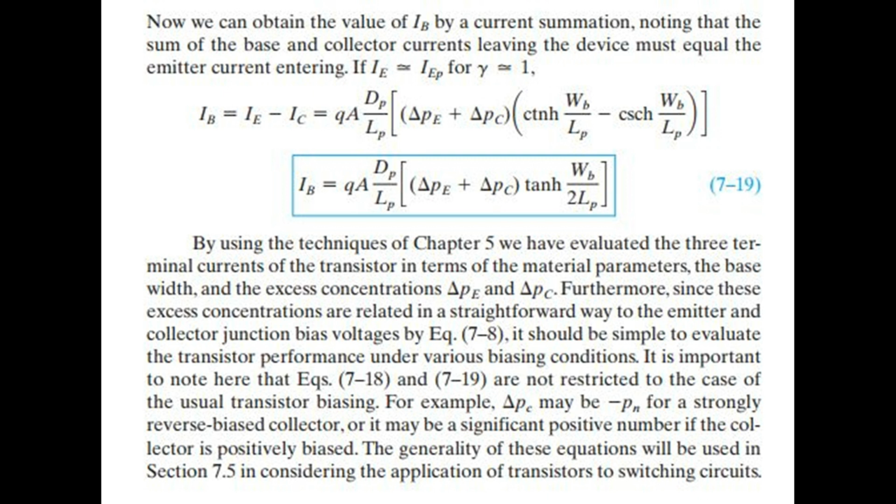It is important to note here that Equations 7-18 and 7-19 are not restricted to the case of the usual transistor biasing. For example, p_C may be minus p_n for a strongly reverse biased collector, or it may be a significant positive number if the collector is positively biased. The generality of these equations will be used in Section 7.5 in considering the application of transistors to switching circuits.